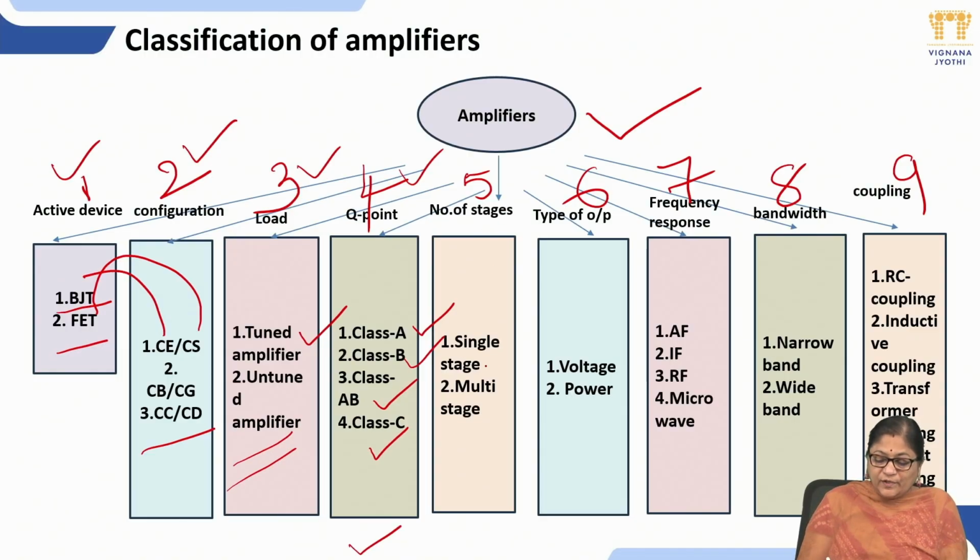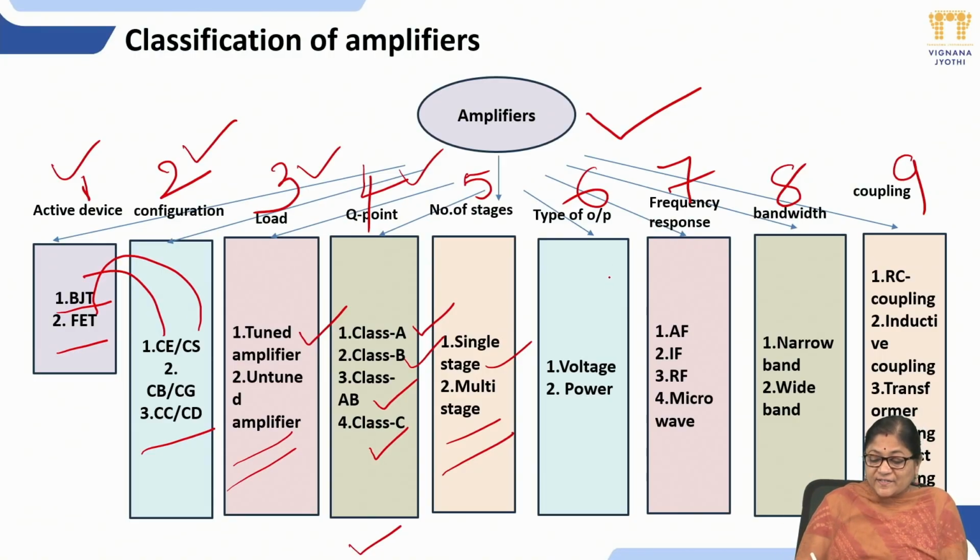Next, coming to the number of stages. If only one stage is used, it is known as a single stage amplifier. Any amplifier we have taken in the previous classes that contains only one stage, we call a single stage amplifier. But if more than one stage is used, then we call it a multi-stage amplifier. Multi-stage can be more than one: it can be 2, 3, 4 and so on up to n stages.